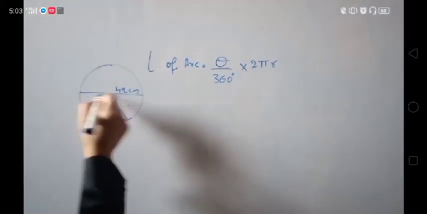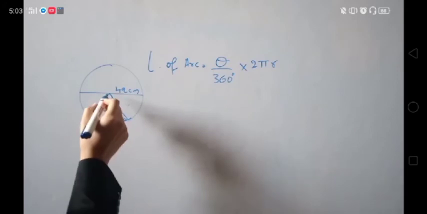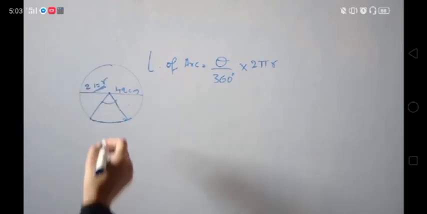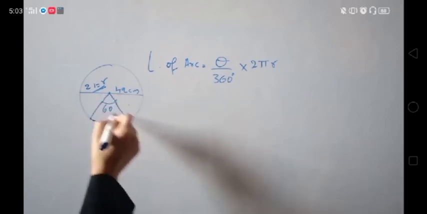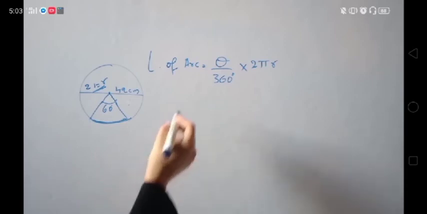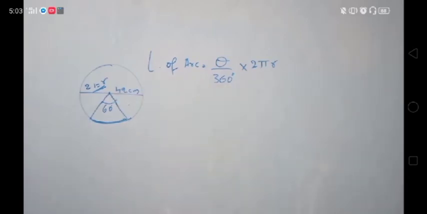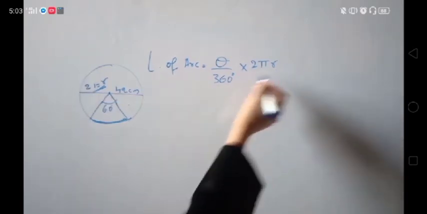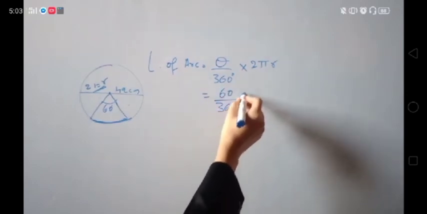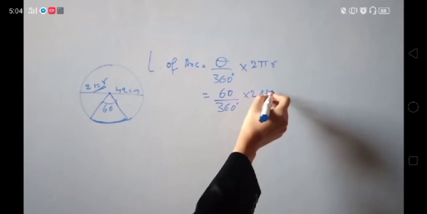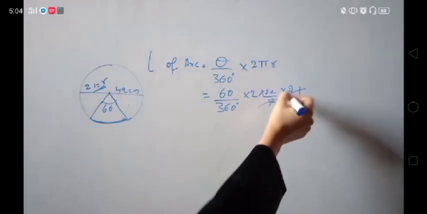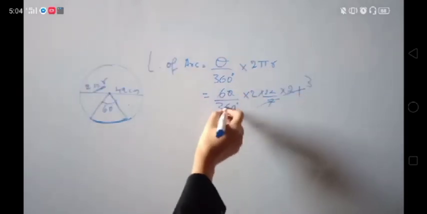A circle of diameter 42 cm is given, so the radius becomes 21 cm. It subtends an angle of 60 degrees, and we have to find the length of the arc. The formula for the length of the arc is theta upon 360 into 2 pi r. So theta is 60 degrees upon 360 degrees into 2 into pi value 22 upon 7 into r value 21 centimeter. So 7 1s are 7, 3 0s are 0, the zeros get cancelled.